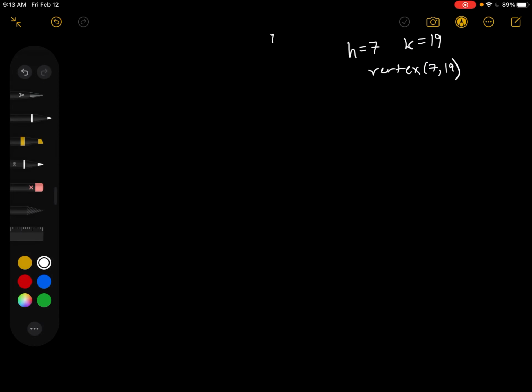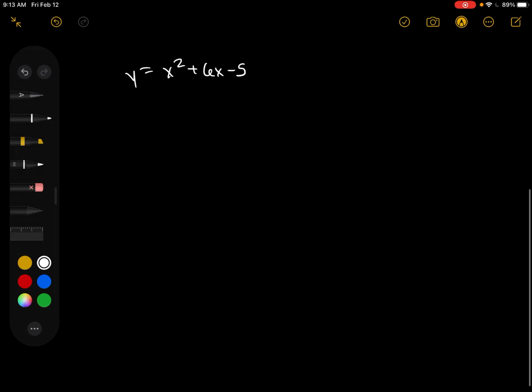All right, everybody, so part 2 of our video is going to focus on how do we get to this vertex form. Now, we know how to calculate a vertex, but what if we're given something like y equals x squared plus 6x minus 5, and again, this is in standard form, and we want to convert it to vertex form? What do we do?